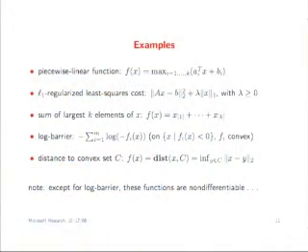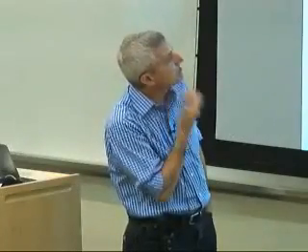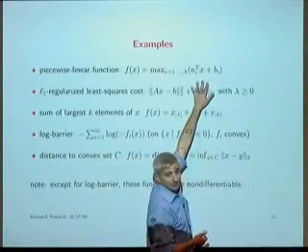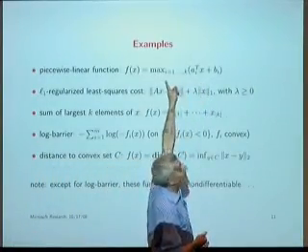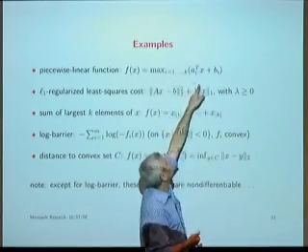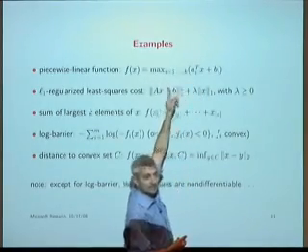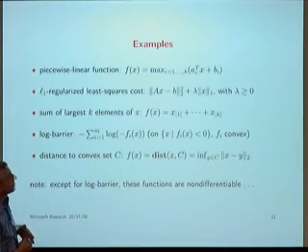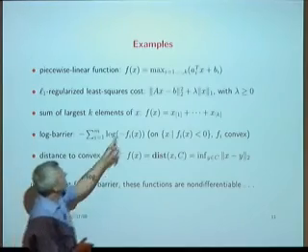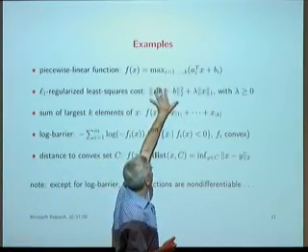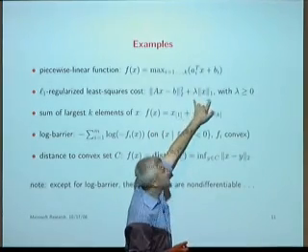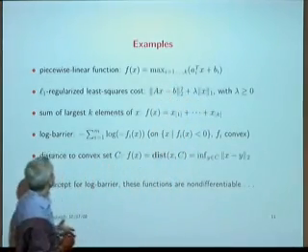Okay. So you can now construct examples. You have affine functions. They're obviously convex. You can have the max of a bunch of them. And therefore, you get a piecewise linear convex function like that. That's going to be convex. We can look at the L1 regularized least squares cost. So this function is convex because that's affine. That sum of squares is convex. That's convex. It's a norm. As long as lambda is positive, that's convex. And the sum rule makes the whole thing convex.